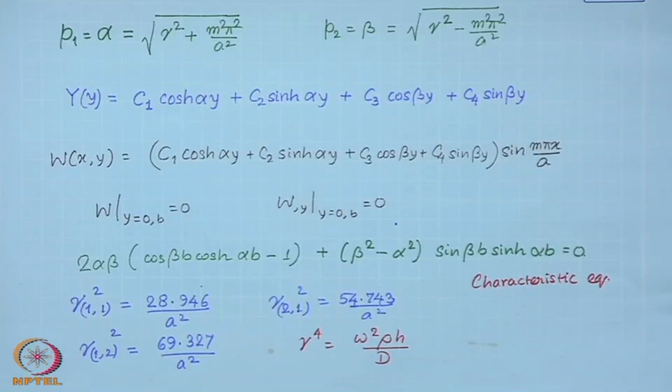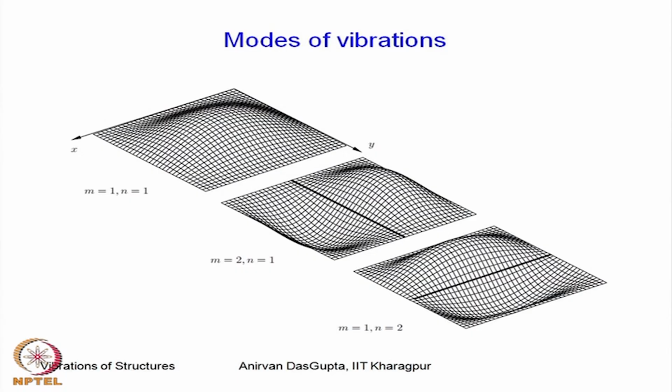Now, this figure shows the first three modes of vibration of this plate. In the first mode there are no nodal lines, whereas the second and the third modes have these nodal lines. Now, here you can see these two are the clamped edges, so the slopes are 0, whereas these are simply supported edges.